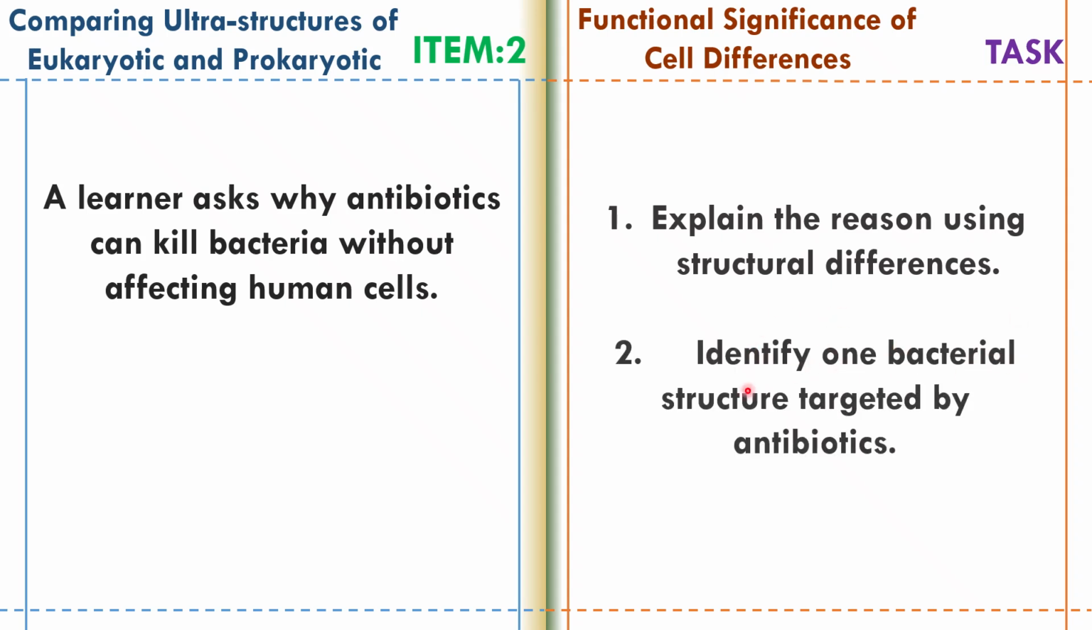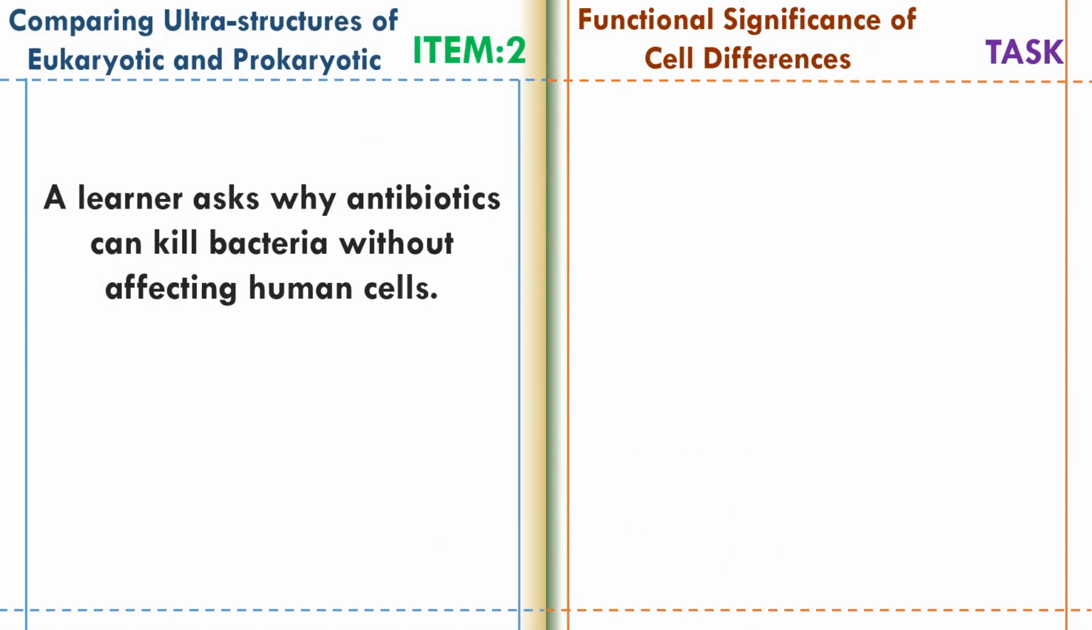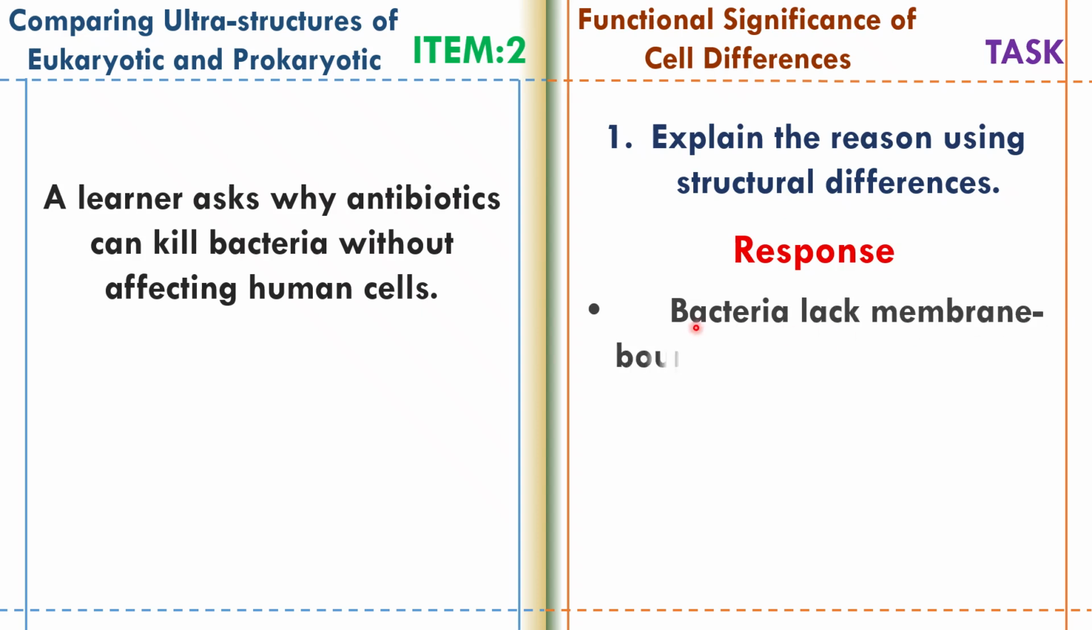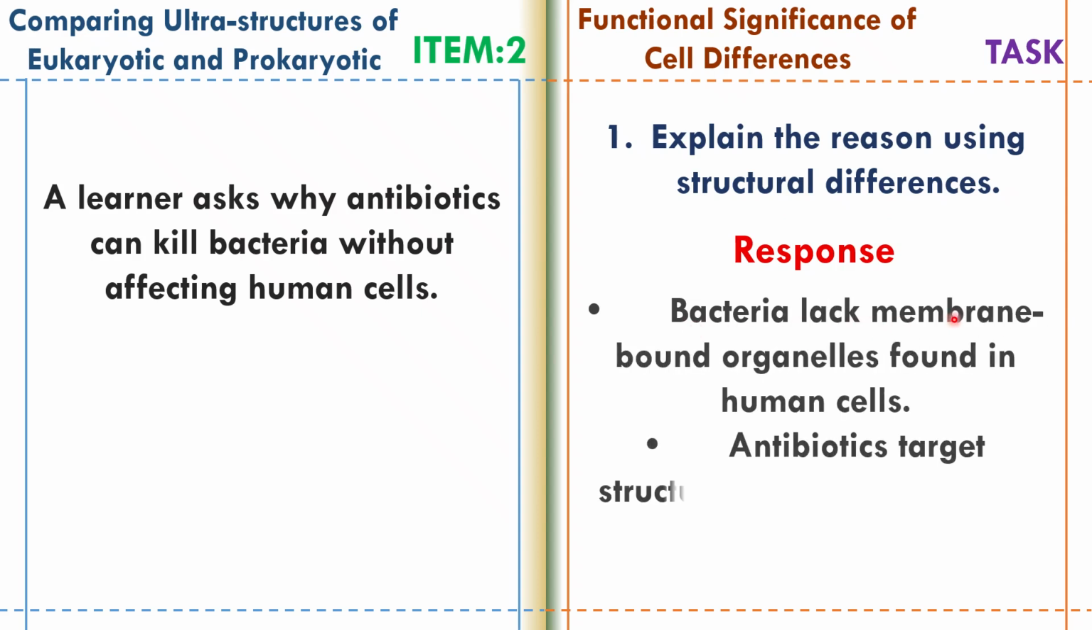Identify one bacterial structure targeted by antibiotics. Explain the reason using structure differences. Bacteria lack membrane-bound organelles found in human cells. Antibiotics target structures unique to bacteria.